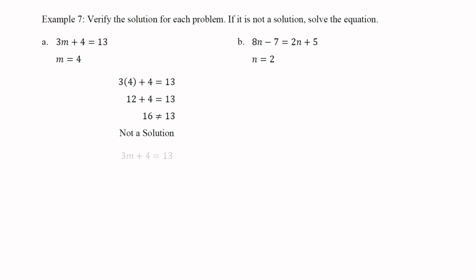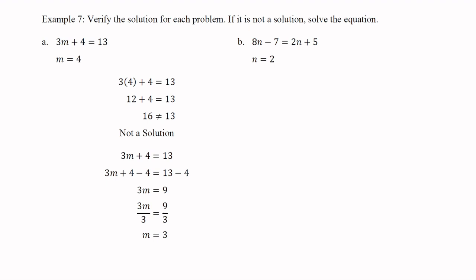So let's solve it. 3m plus 4 equals 13. We're going to subtract 4 from each side. That gives us 3m equals 9. And then we're going to divide each side by 3, and that gives us m equals 3. So the correct solution to this problem is m equals 3.